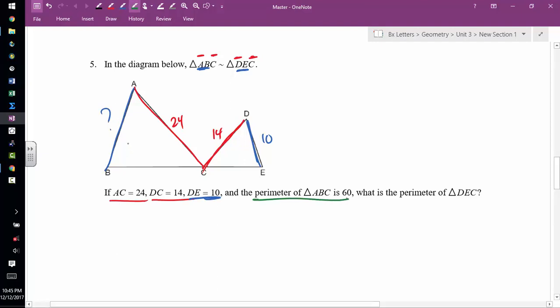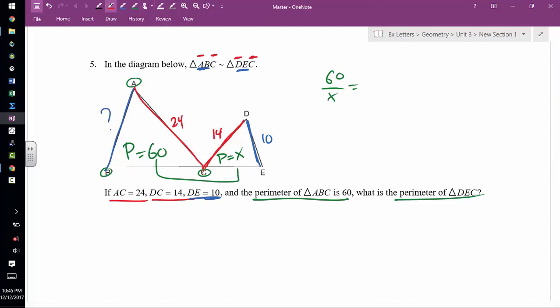Here they're telling me the perimeter of triangle ABC is 60. And they're asking us to find the perimeter of the other triangle. So I'm just going to compare our perimeters in a ratio. And then I'm going to compare the sides I know. I don't know anything about that, so I've got to use 24. And 24 corresponds to 14.